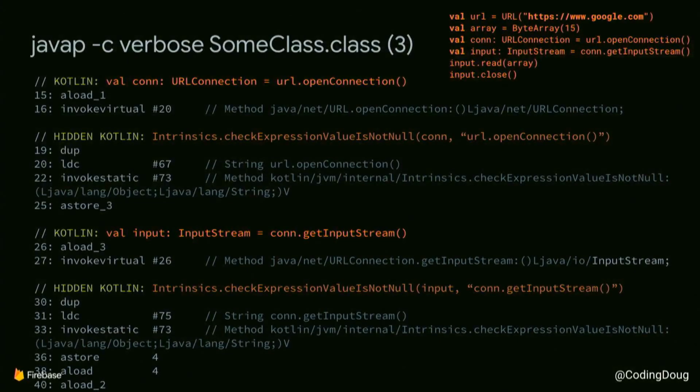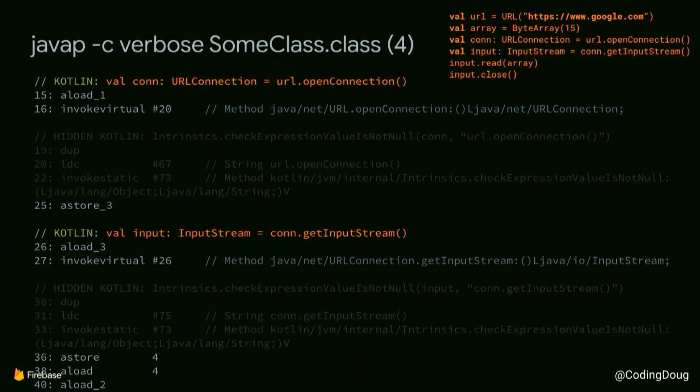Starting at line 19, I was surprised to see that Kotlin actually injects its own code there. I didn't write any of that, and I didn't do anything in Kotlin to make that happen. Kotlin said, I'm going to check this for null, because I don't have any guarantees from the JDK, so I have to check it myself. Then at index 26, we load that URL connection onto the stack and get an input stream from it. I won't go through the rest of this. In fact, I'll edit out the hidden Kotlin bits because they're not important to the way the method works.